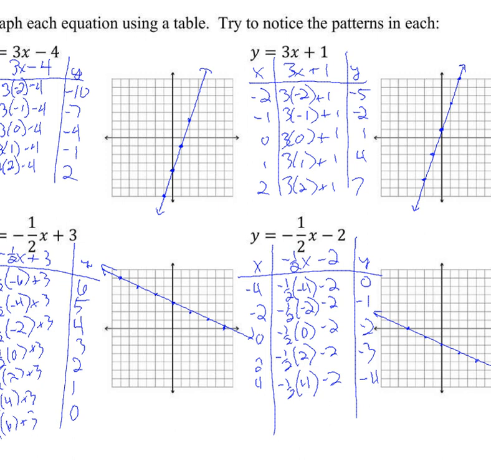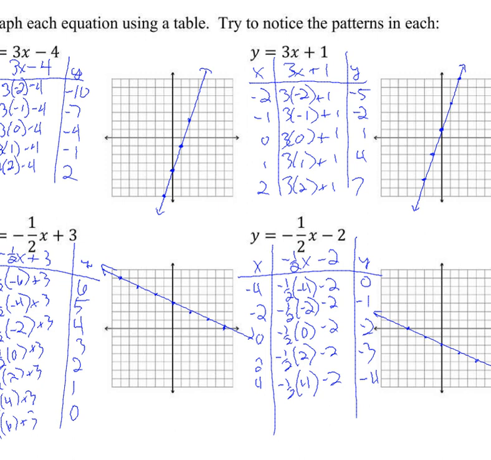Before we move on, I want to take a look at these graphs and see if we can find some patterns here. First of all, without looking at the graphs, without looking at the tables, what do you notice about these equations? There's actually a pattern going on in the equations themselves. Look at the top two equations. What do you notice? So in the equations only, we have y equals 3x minus 4. And then the other one we had y equals, the 3x is still there, but now it's plus 1.